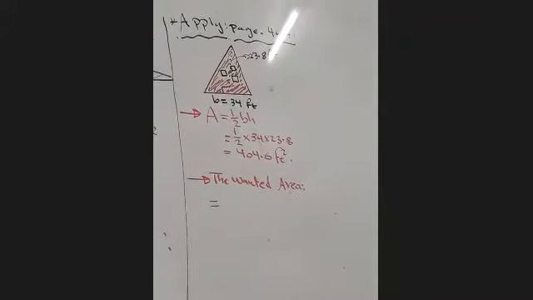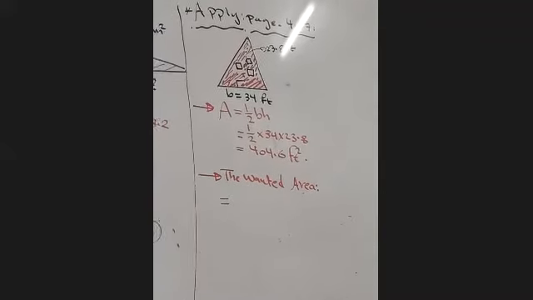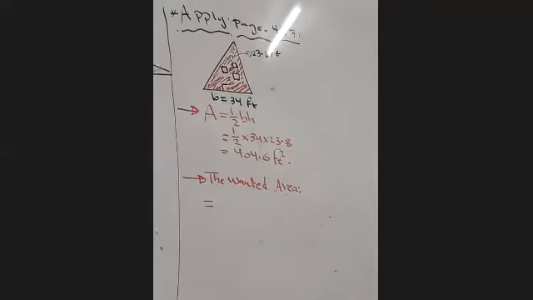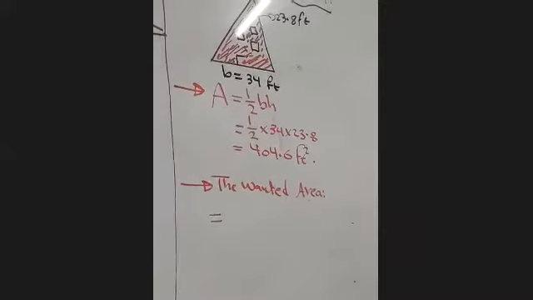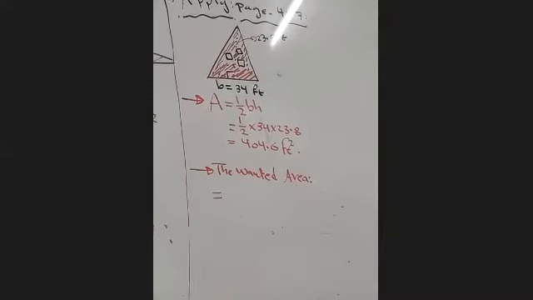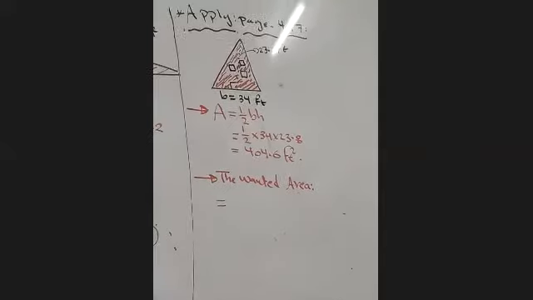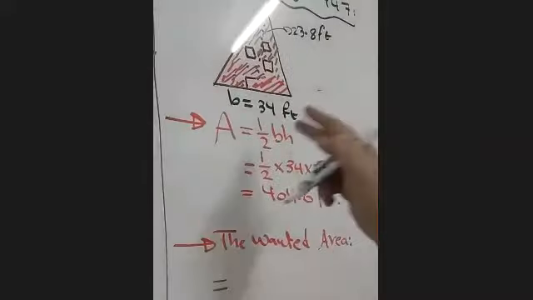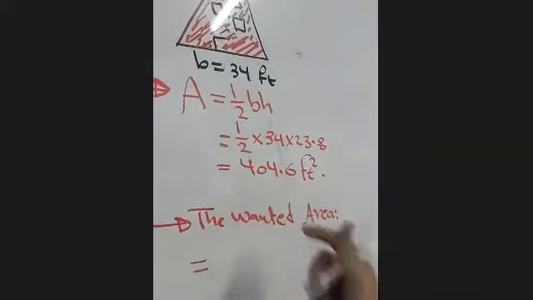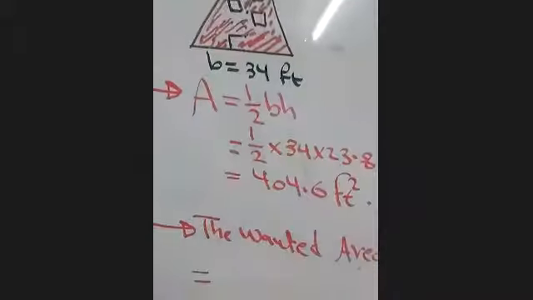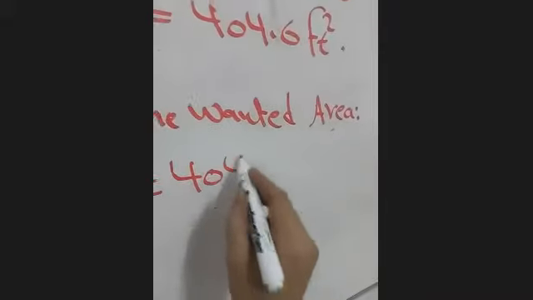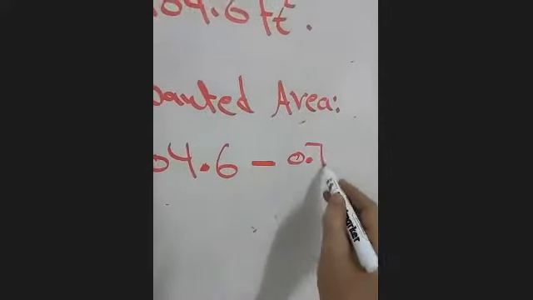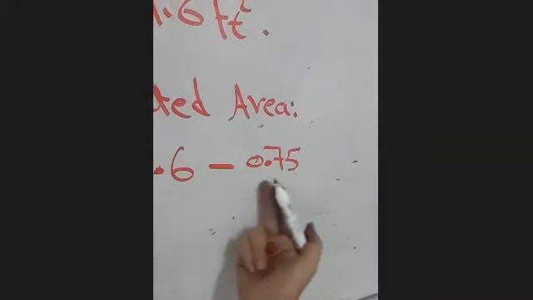How do we find it? The windows? No, the windows are not the wanted area. We don't want the windows at all. We want the area between the windows and the triangle. So what's the wanted area? How do we find it? 404.6 minus 0.75. Exactly. We subtract the given area of the windows from the whole area which we found in step 1, right? So it is 404.6 minus 0.75, the area of the windows.